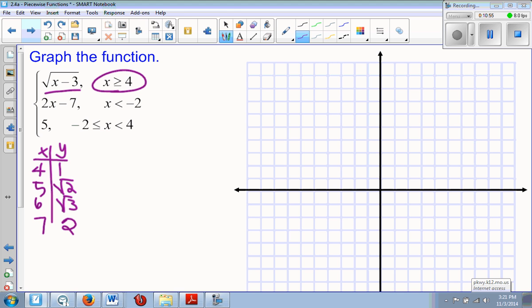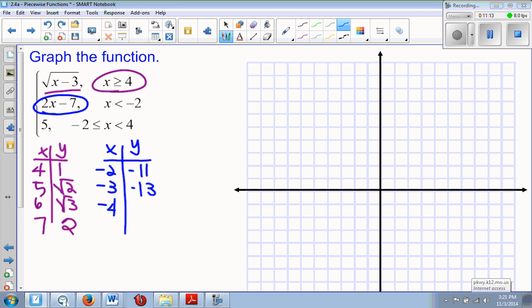That's fine. If I move down to my next one, I've got a linear equation. These are values that are less than -2, and again, I'm going to use -2 as a boundary point. All I'm doing is plotting points. Plugging in -2 gives me -11. Plugging in -3 is going to give me -13. Plugging in -4 is going to give me -15.